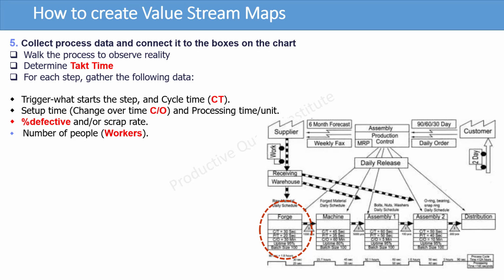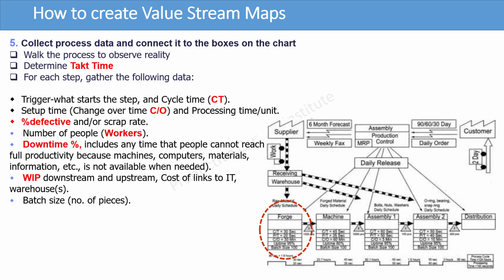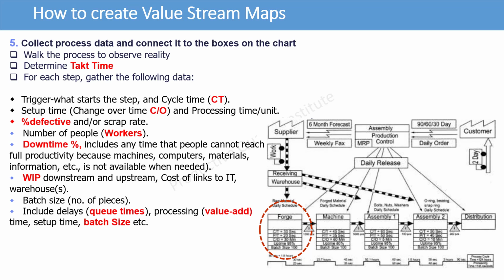Number of people, workers. Downtime percent includes any time that people cannot reach full productivity, because machines, computers, materials, information, etc., are not available when needed. WIP downstream and upstream, cost of links to IT, warehouses. Batch size, number of pieces. Include delays, queue times, processing, value add time, setup time, batch size, etc.